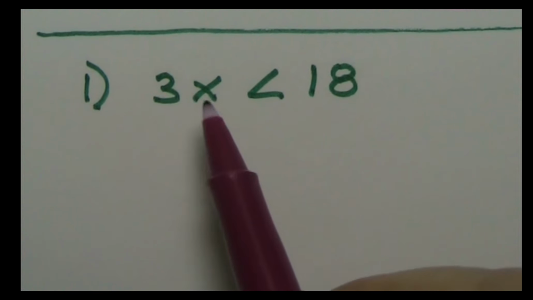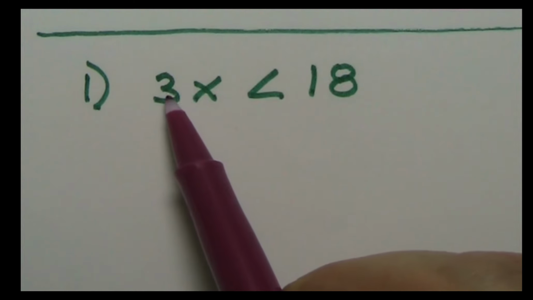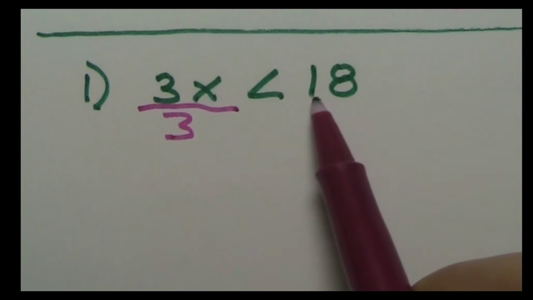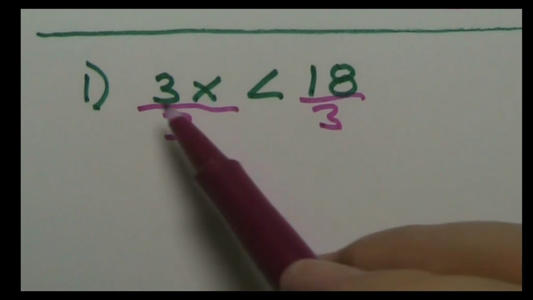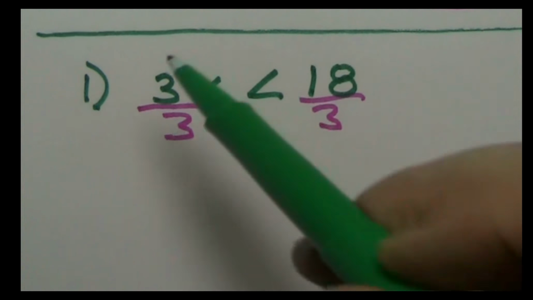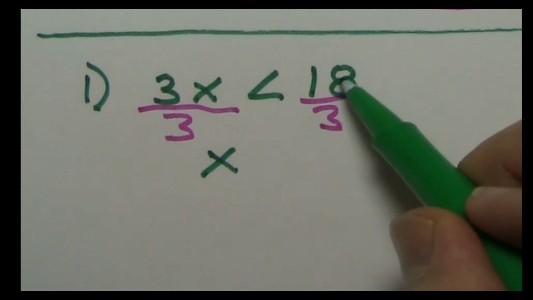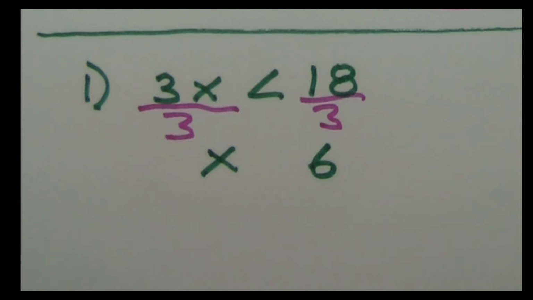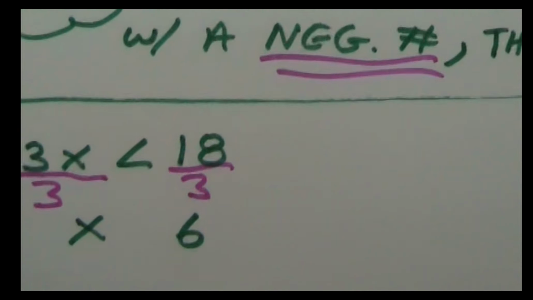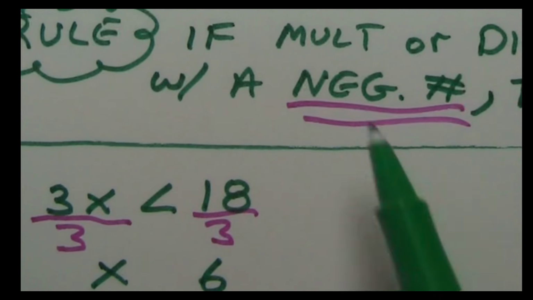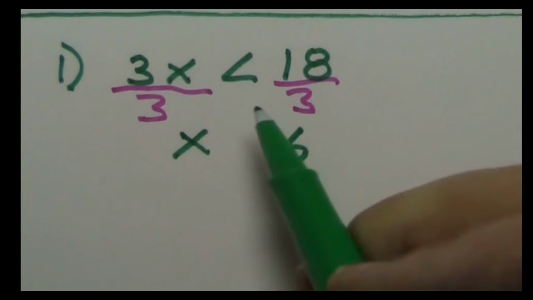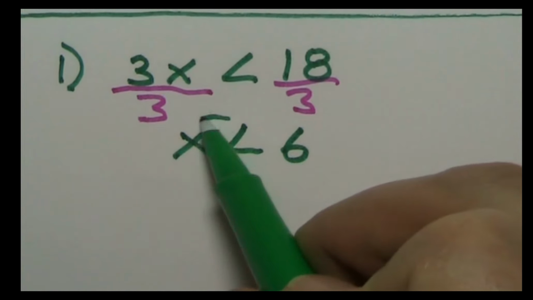Okay, remember our goal is to get the variable alone. To get the x alone, I need to get rid of 3. That's 3 times. I have to do the opposite of times. I divide by 3. Okay, so that is gone. That leaves it with x, and over here, 18 divided by 3 is 6. Question is, do we reverse the arrow? Let's see, the rule is reverse the arrow if you multiply or divide both sides with a negative number. Am I dividing by a negative number? No. So you leave the arrow alone.